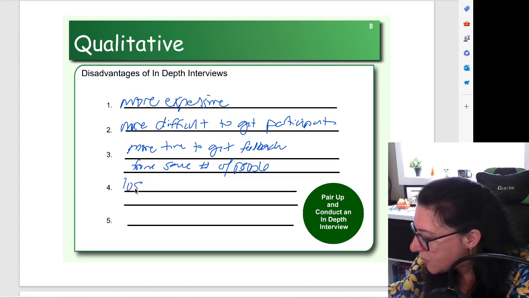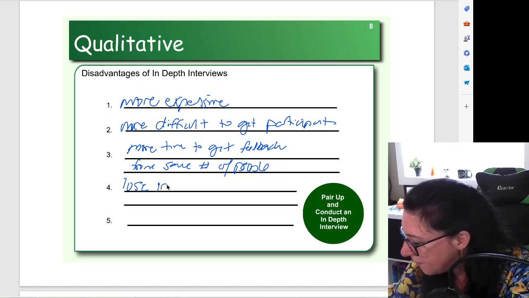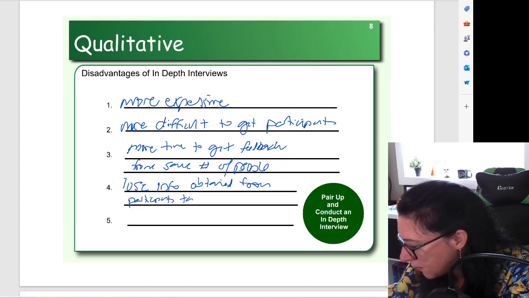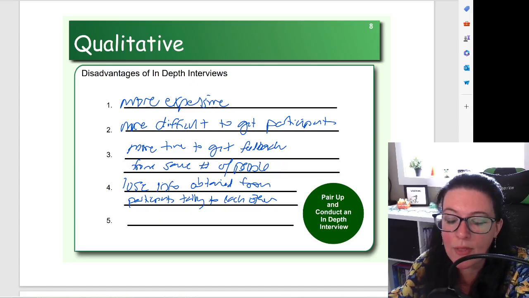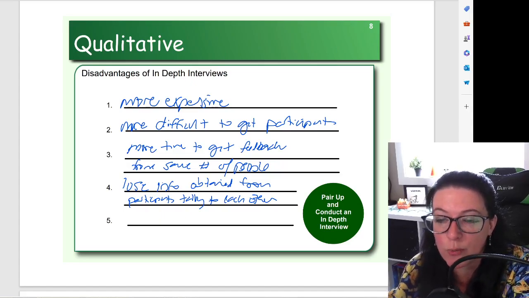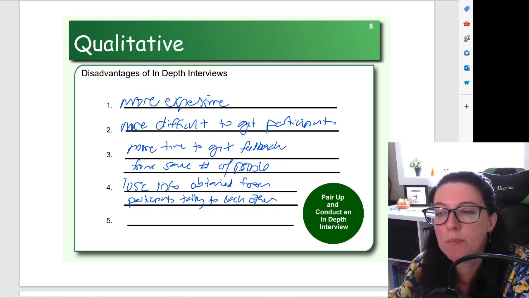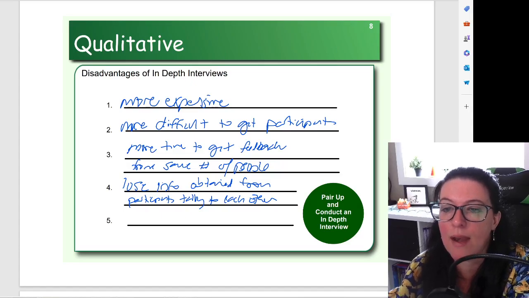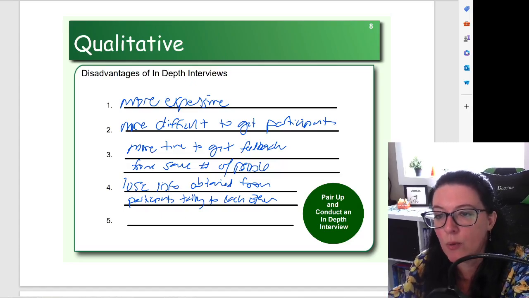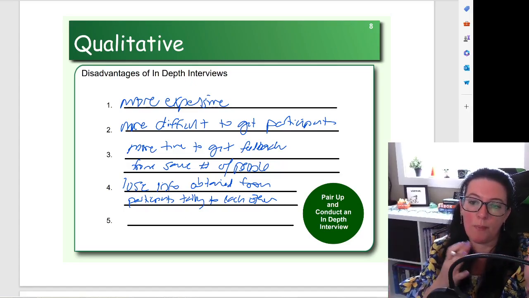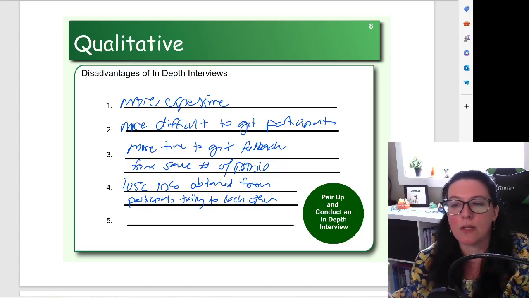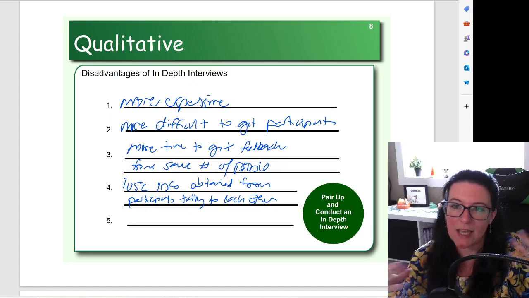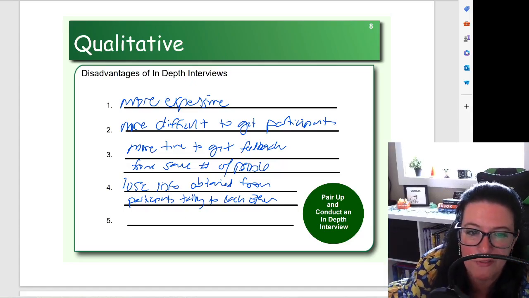If we compare it to the focus group, we lose the information that we obtained from our participants talking to each other, which means you're only going to gather information that either the interviewer, the researcher, is asking for, or the participant really wants to volunteer and put out there. So it is going to be limited in terms of where that topic goes. You're not going to have necessarily the breadth of different ideas that you would in, say, a focus group where people feed off of each other.